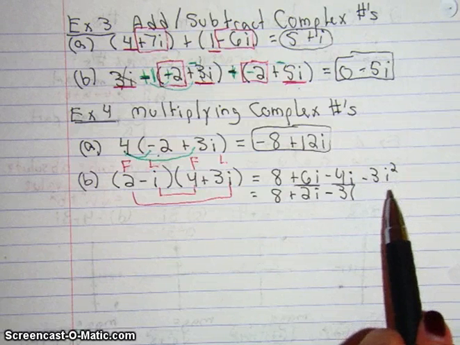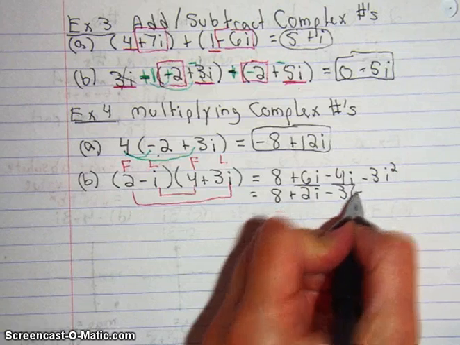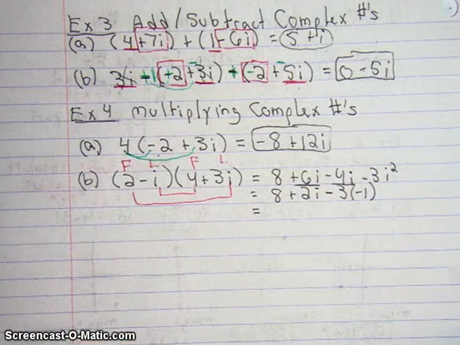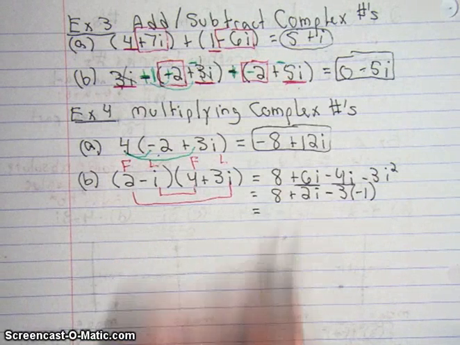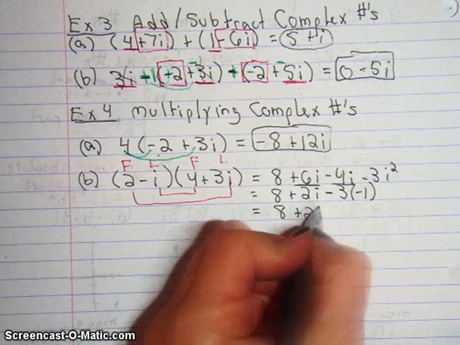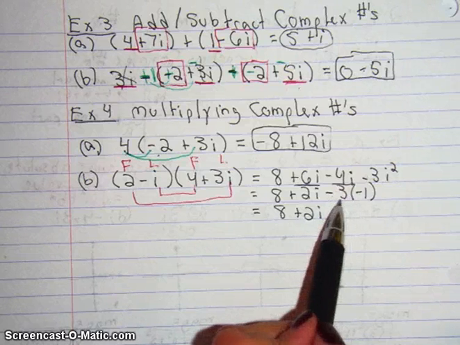What did we put in place of i squared, Dom? Negative 1. Very good. Okay. All right. Let's finish this up. Do you have to write every single step? Not necessarily. If you can do some math in your head. Lexi, what's a negative times a negative?